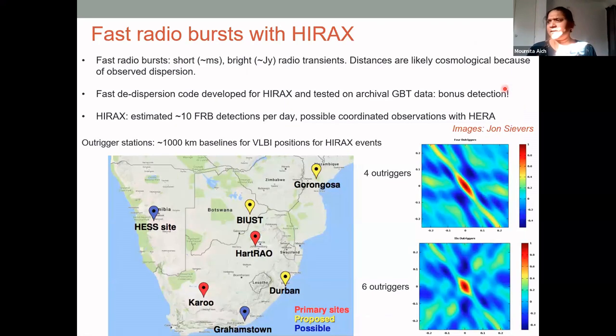The other thing HIRAX is going to do is be used for fast radio bursts. And Tony, I thought I saw his name, is an expert on that. Basically, the plan is to have different out-trigger stations at different places. So you get long baselines for VLBI positions, and you can constrain the location of the fast radio burst.